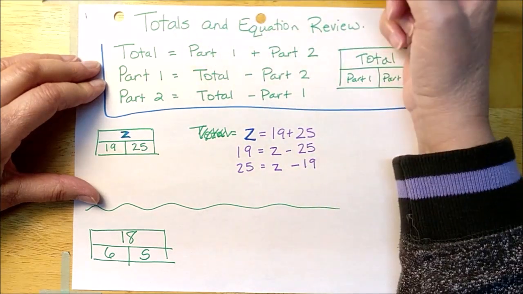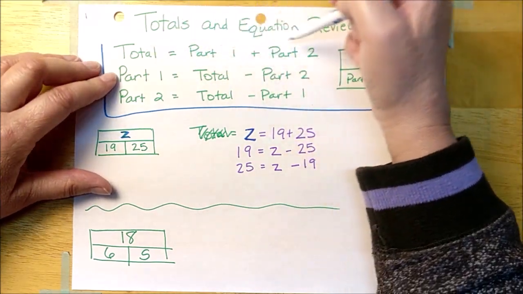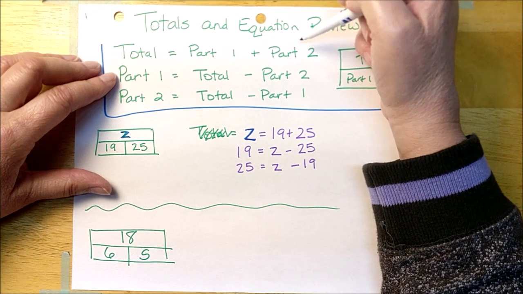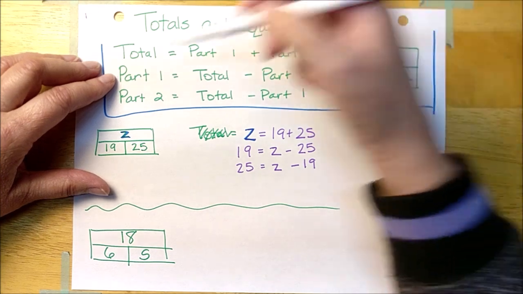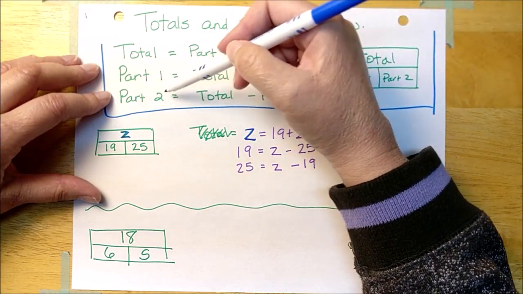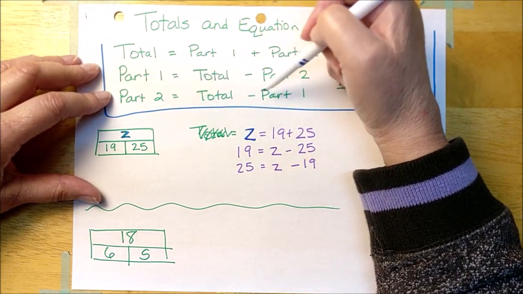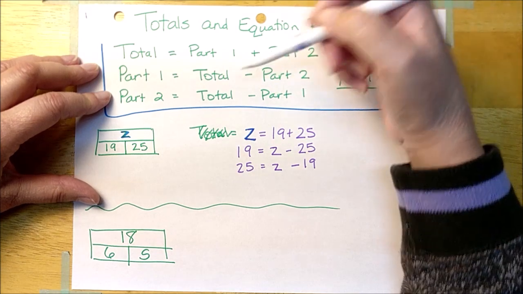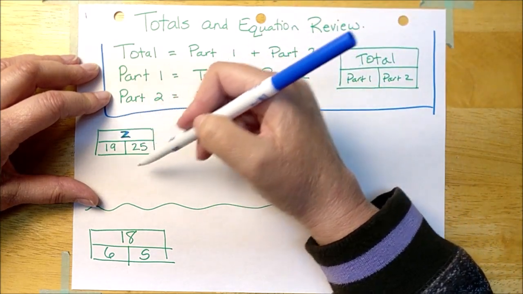Totals means we're going to be adding, so the total is part 1 plus part 2. But sometimes we don't know what one of the parts is, so then we say part 1 equals total minus part 2, and if we didn't know what part 2 was, we could say part 2 equals total minus part 1. So here is an equation.